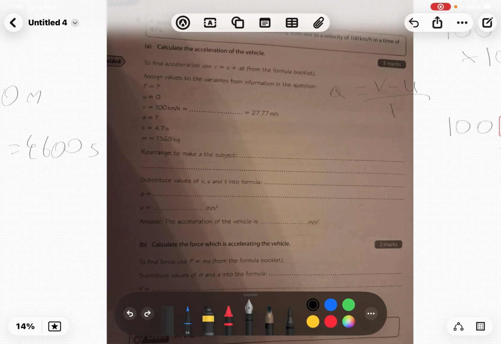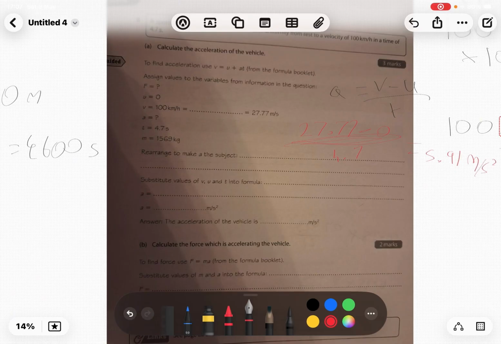So we have the formula. Let's just substitute in the numbers. The v is right here, 27.77, and then take away 0, so basically nothing, divided by time, which is this 4.7, and all that equals 5.91 meters per second squared.